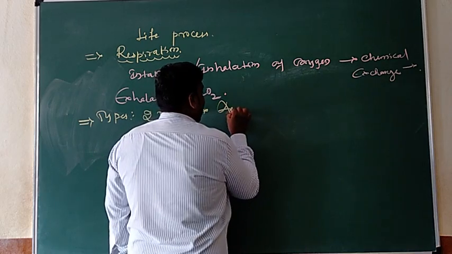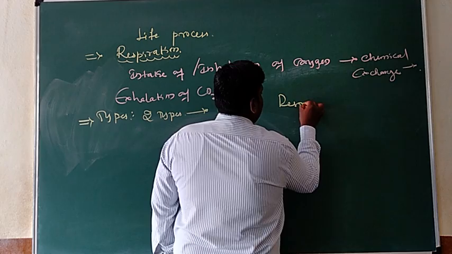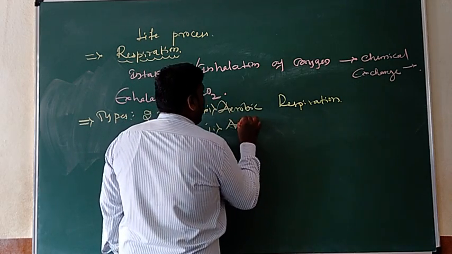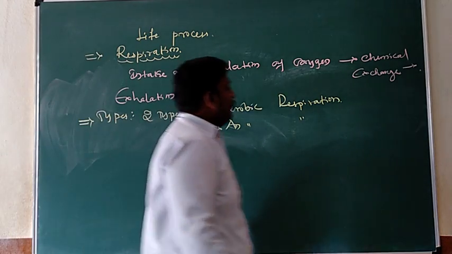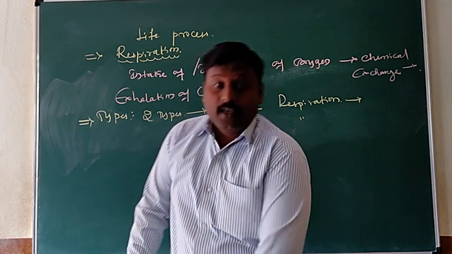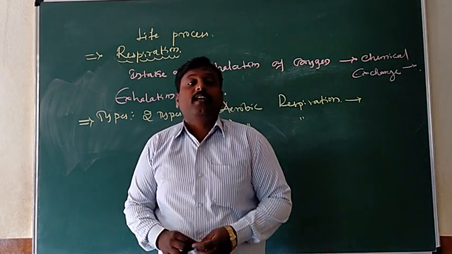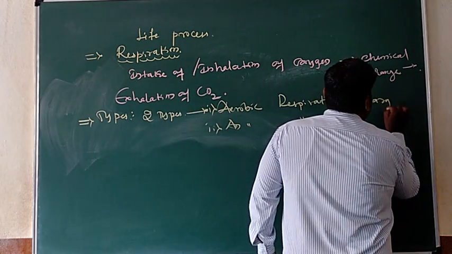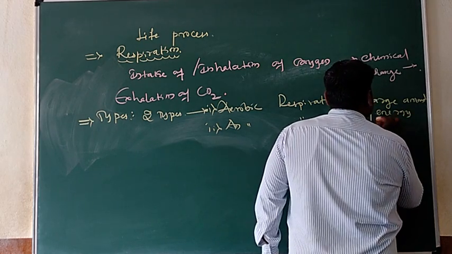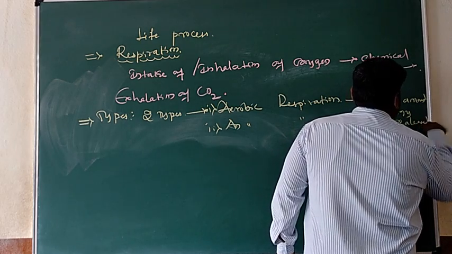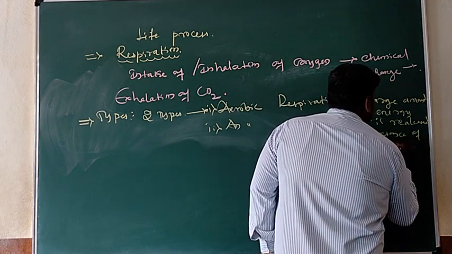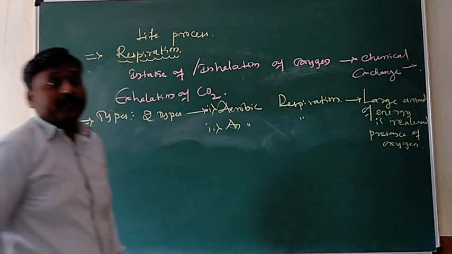The first one is aerobic respiration. The second one is anaerobic respiration. Yes. What is meant by aerobic type of respiration? Yes. Observe here. It is the process in which a large amount of energy is released in the presence of oxygen. Yes, a large amount of energy is released in the presence of oxygen. This is termed as aerobic type of respiration.